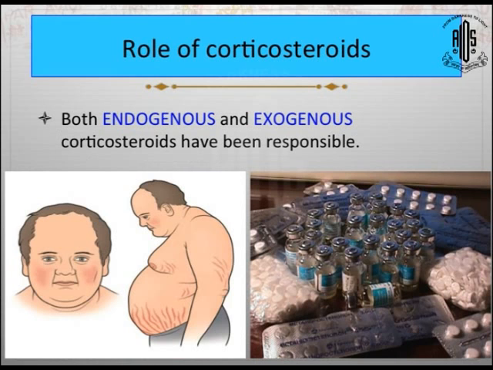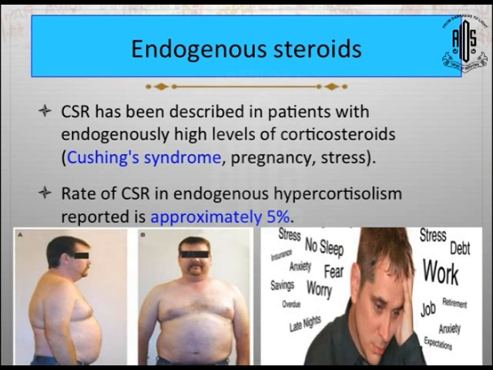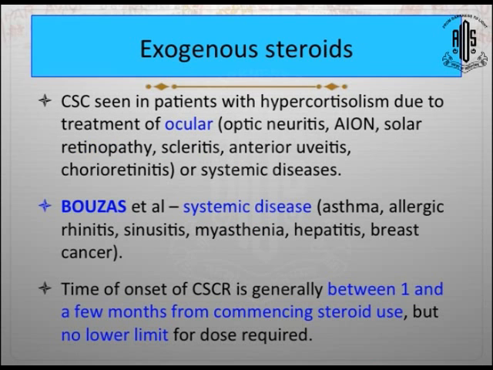So next is the role of corticosteroids. Both endogenous and exogenous are responsible, with endogenous being noted in Cushing syndrome, pregnancy, and stress, and the rate of CSR in endogenous hypercortisolism reported is approximately 5%. Among the exogenous steroids, we can see CSR in the treatment of many ocular and systemic diseases with steroids, ocular ones like AMD, optic neuritis, solar retinopathy, scleritis, etc., and systemic diseases like asthma, allergic rhinitis, and sinusitis, where we used external corticosteroids.